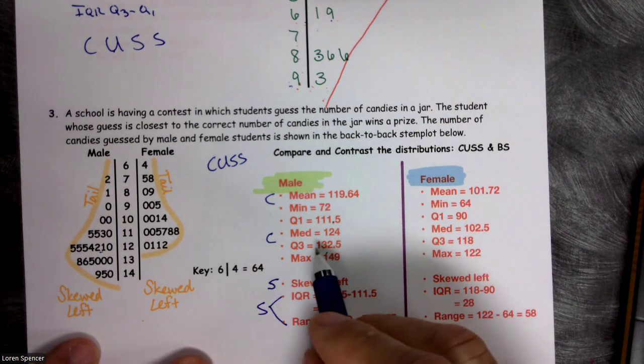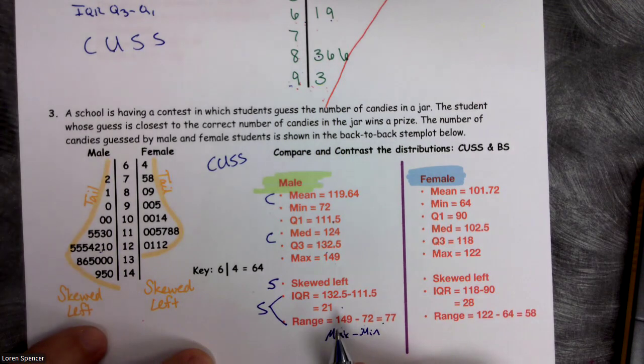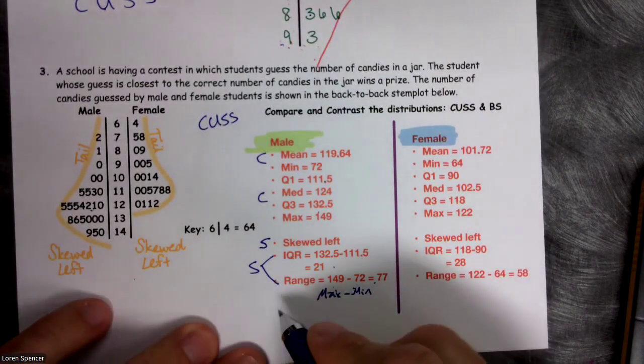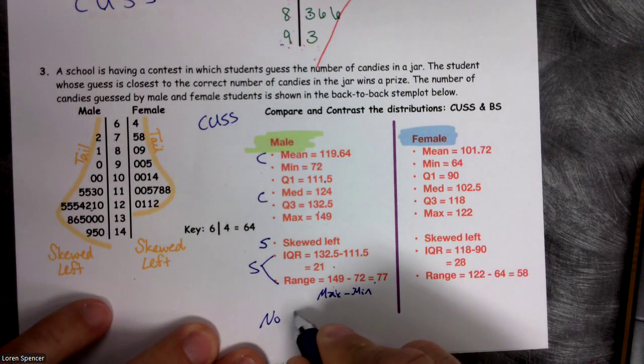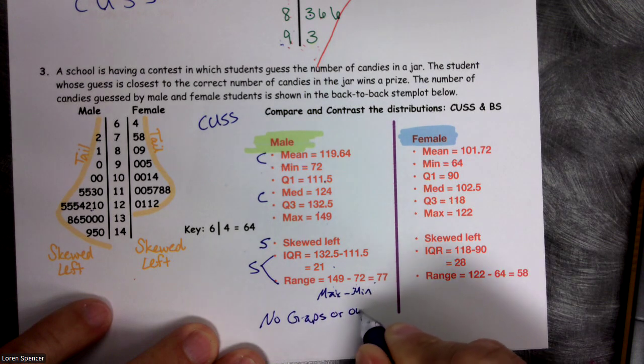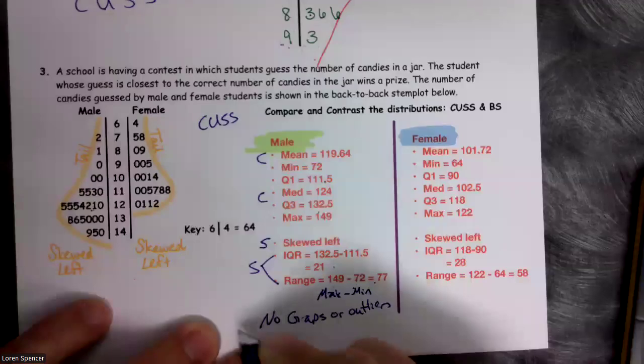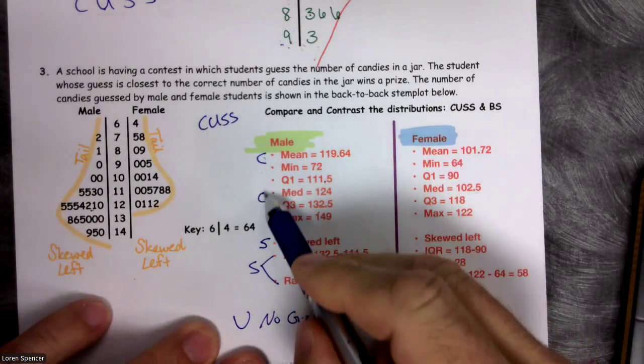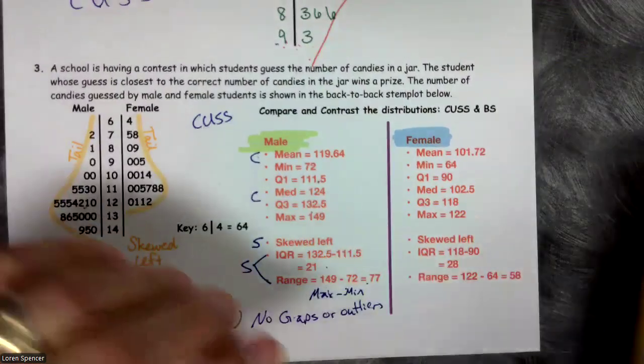The only thing we haven't really addressed is unusual. And so we need to say no gaps or outliers. So now we've addressed unusual. So now we've completely discussed this out.